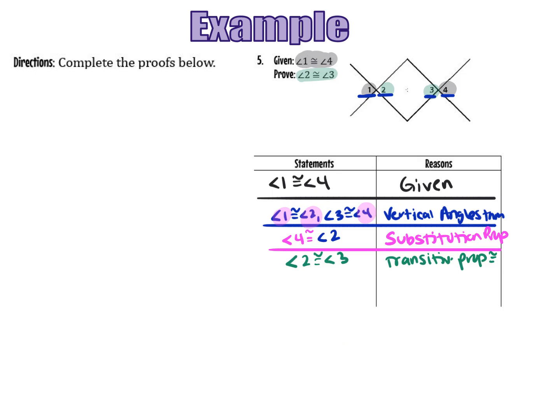You could also potentially use the substitution property here to substitute in 3 for 4. Then you would have angle 3 is congruent to angle 4. Sorry, angle 3 is congruent to angle 2, which would mean you would need to use the symmetric property to switch the order of the two angles to make it match what we're trying to prove. Here, I'm just going to say if angle 2 is congruent to angle 4 and angle 3 is congruent to angle 4, angle 2 is congruent to angle 3 by the transitive property of equality.